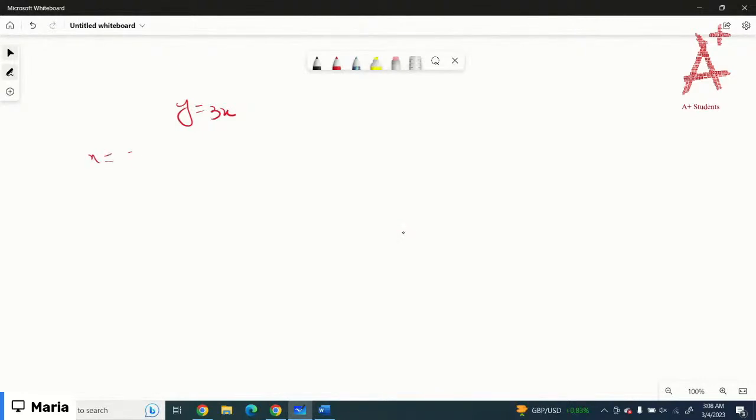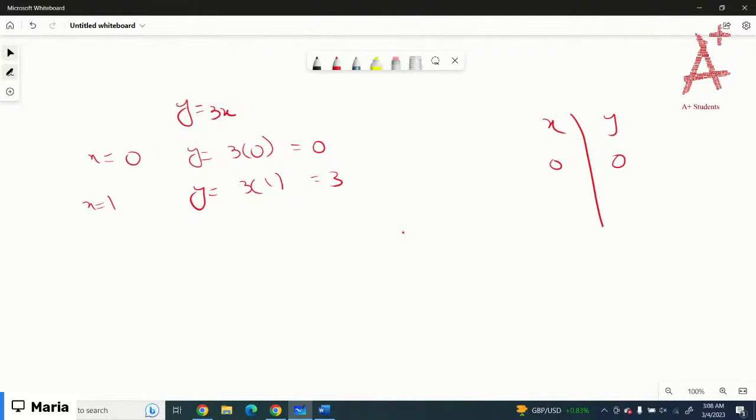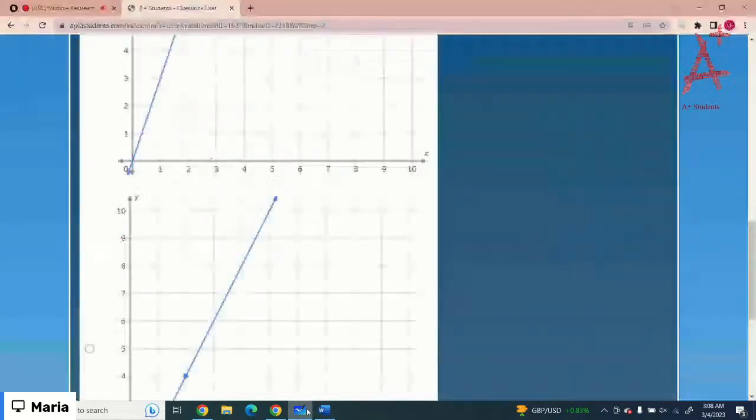Just put x equals 0 in the equation. y equals 3 times 0, and 3 times 0 is 0. That means here you have the table of values: when x is 0, y is 0. x equals 1, y equals 3 times 1, and 3 times 1 is 3. That means when x is 1, y is 3. When x equals 2, y equals 3 times 2, and 3 times 2 is 6. So that means when x is 2, y is 6. So just use these three values and match with the graph. Got it? Which graph has 0, 0, 1, 3 and 2, 6?